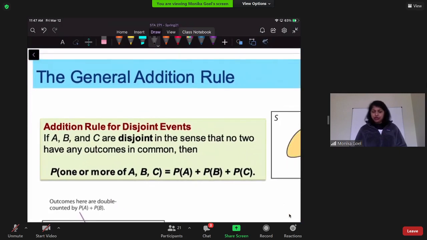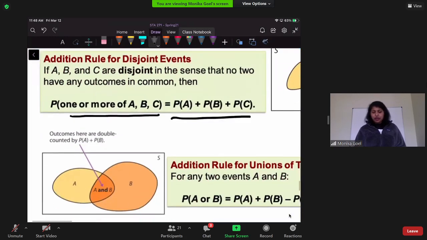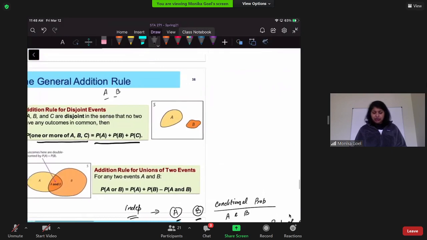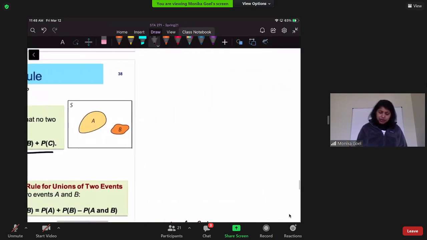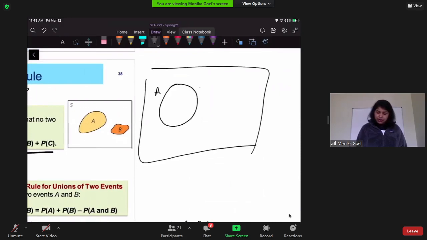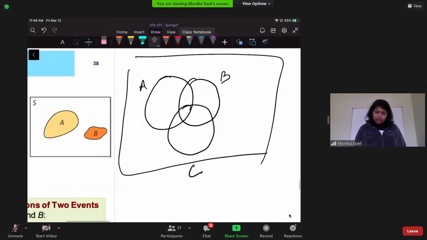Addition rule for disjoint events. We talked about only 2 events in the example, but let's say you have 3 or 4 or 5 events in the same Venn diagram. One or more events A and B, it is the sum of all those events. Same thing if you are looking for the intersection; here we have only 2 events A and B. Let's say I have this Venn diagram, this is A and this is my B, and I have another event C. How do I identify these intersections?